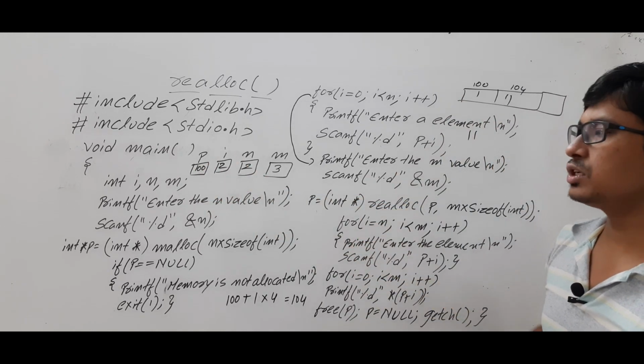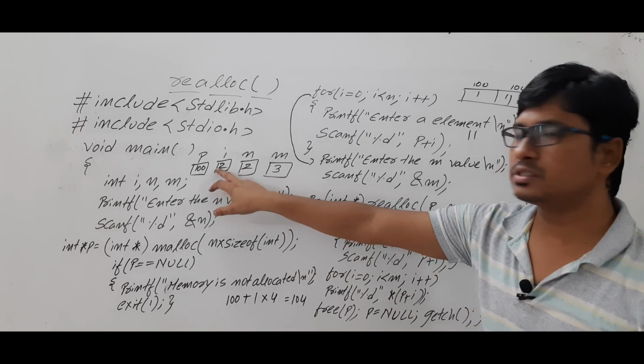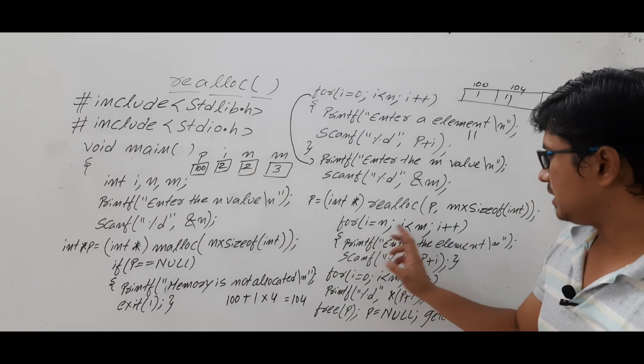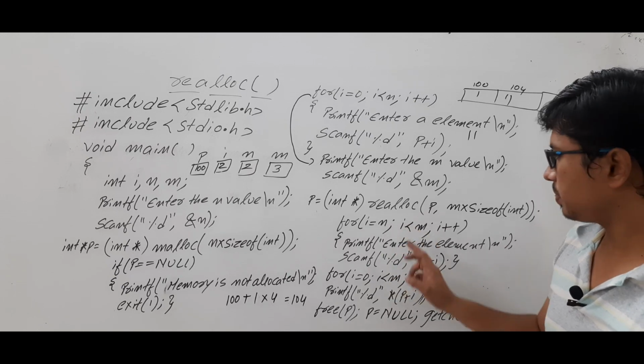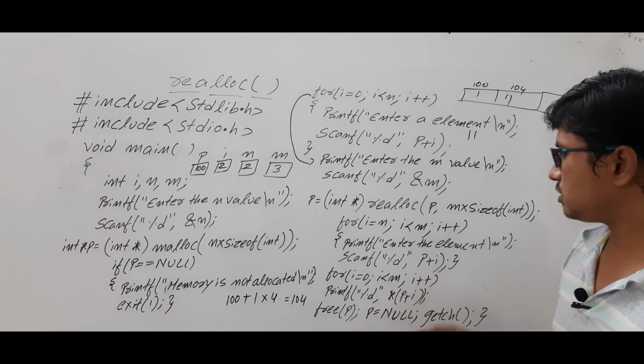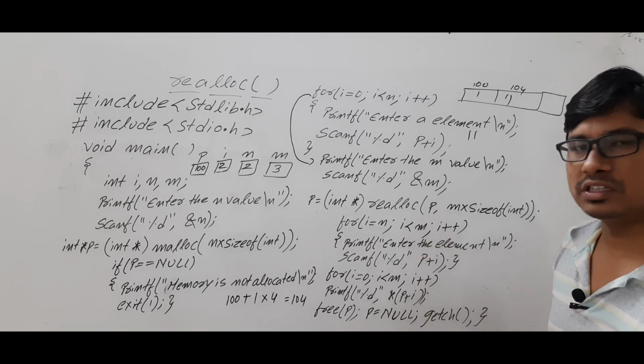Now for i is equal to n, the i value is 2 only, because n value is 2, i value is equal to 2. Less than, i less than m. 2 is less than 3. Yes, the condition is true. If the condition is true, you have to execute these statements.